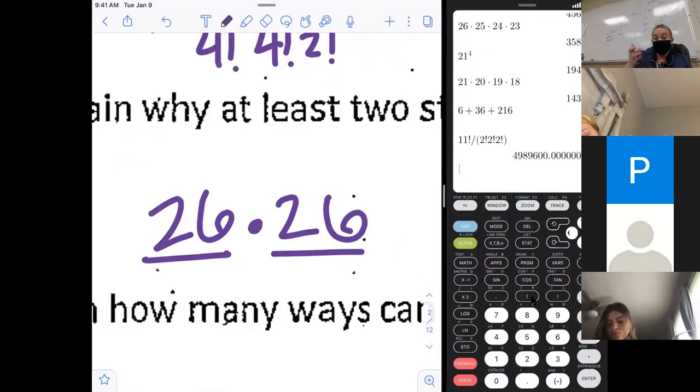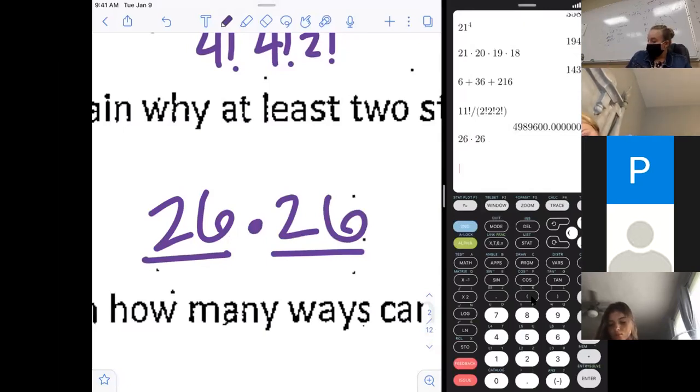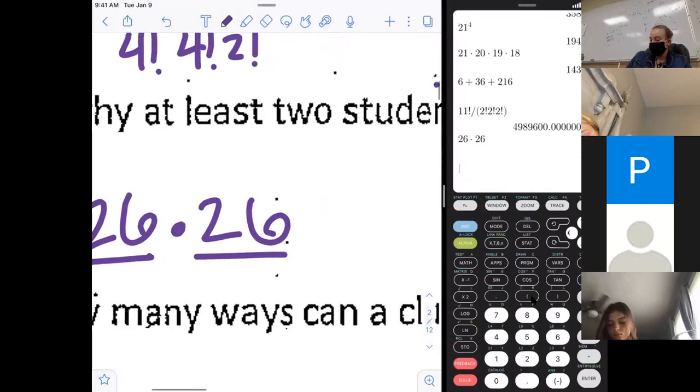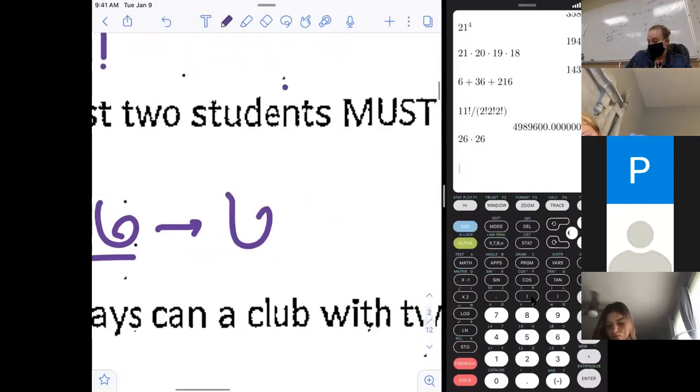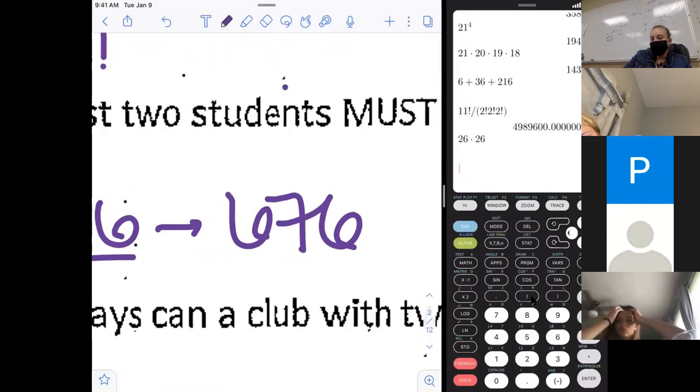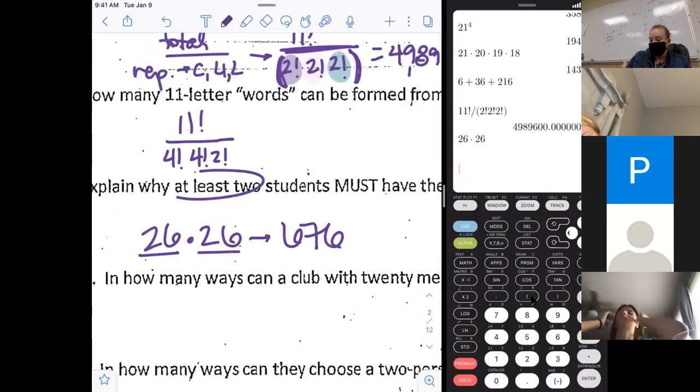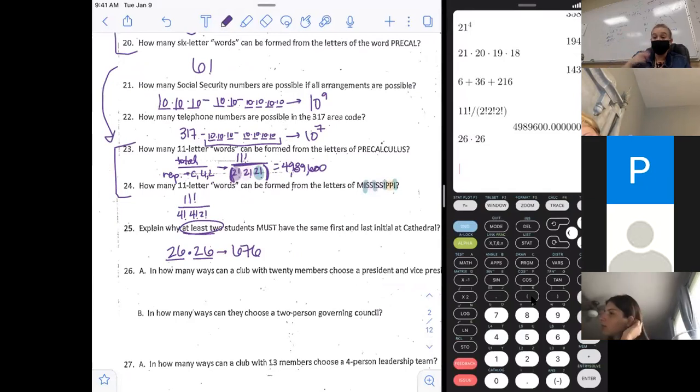But some of you have the same first and last initial, so it can be 26 times 26. And so I'm going to multiply those together. I have 676. Now, we have way more than 676 students here at Cathedral. We almost have twice that, I think. So that means that there has to be at least 2 students, just based on numbers, based on probability, that have the same first and last initial. I can't promise every single one of you has a match with somebody, but at least 2 people have the same thing.